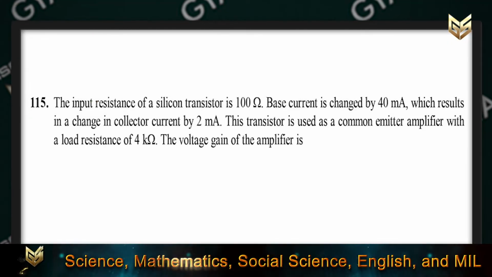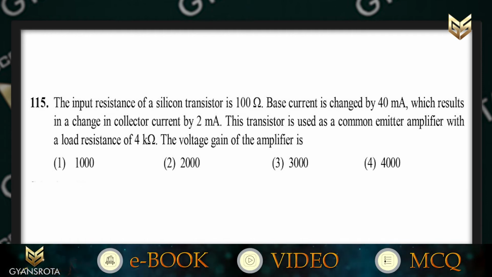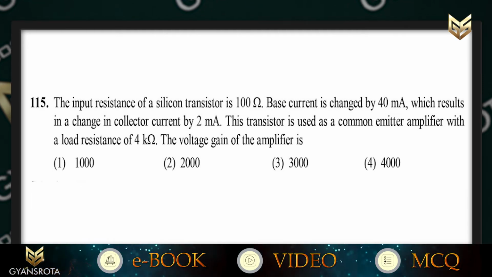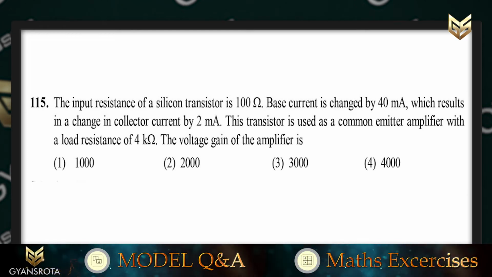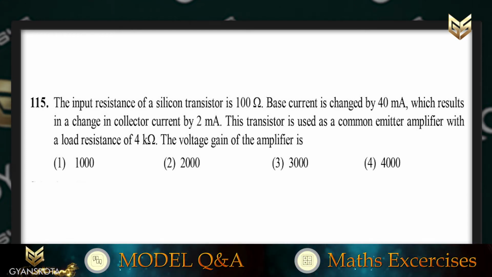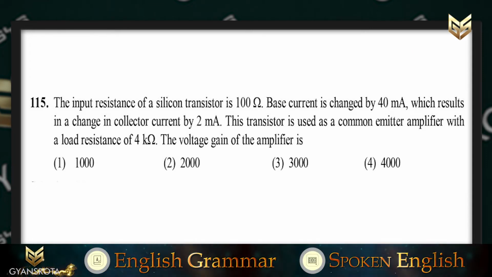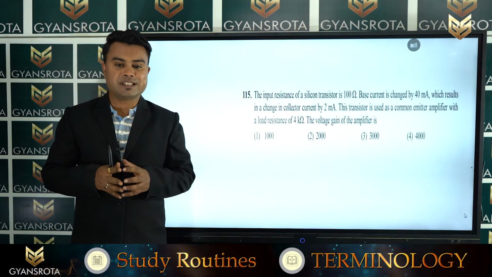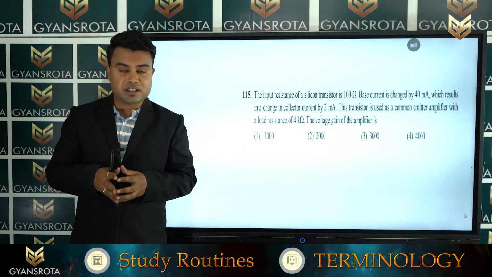The input resistance of a silicon transistor is 100 ohm. Base current is changed by 40 microampere, which results in the change in collector current by 2 milliampere. This transistor is used as common emitter amplifier with a load resistance of 4 kilo ohm, that is the output resistance. The voltage gain of the amplifier will be how much? Fine. My dear students, this question came from the chapter semiconductor physics, topic transistor.